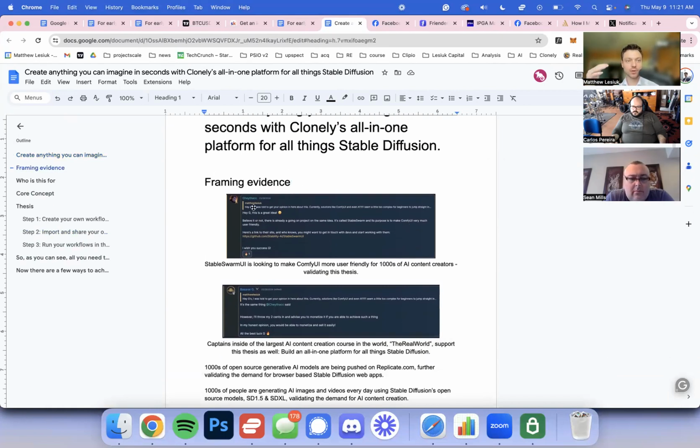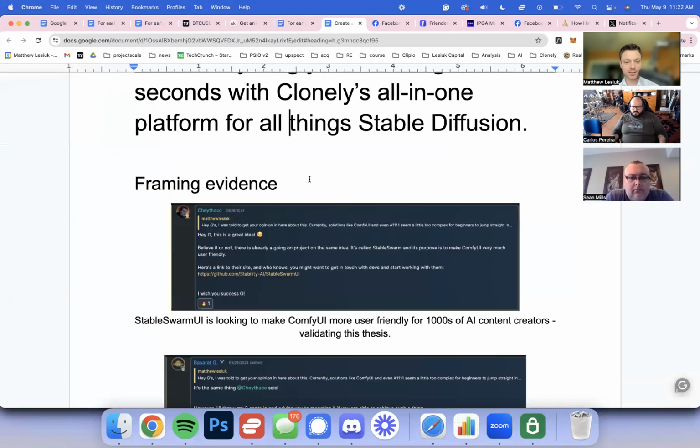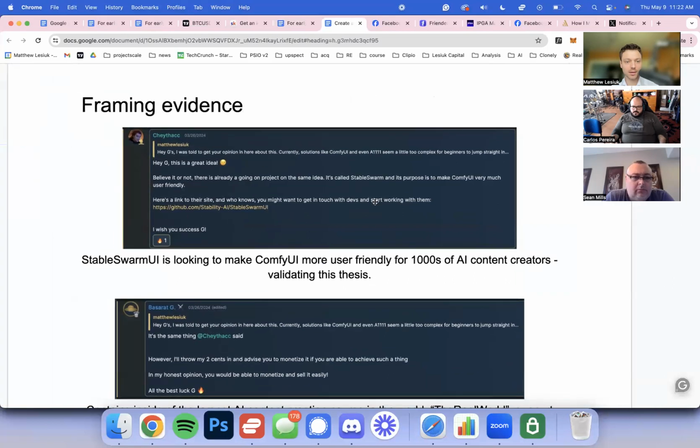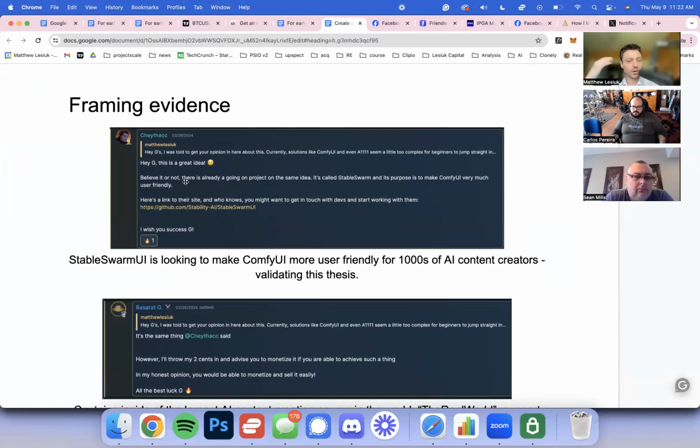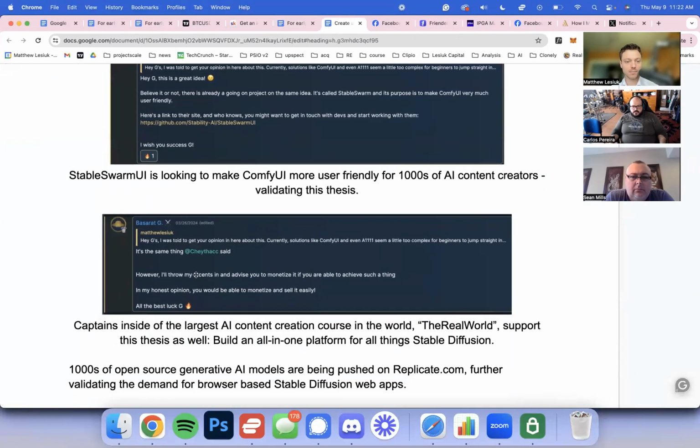We basically went into the course. We asked a couple of members in the course, we know that you guys are doing it this way. We know that you guys are using this open source model. Here's what we're looking to build. Here's a quick outline of what that looks like. And you can basically see people are saying it's a great idea. Believe it or not, there's already a project going on with the same idea. This person said, I advise you to monetize it if you're able to achieve such a thing. In my honest opinion, you would be able to monetize and sell it easily.